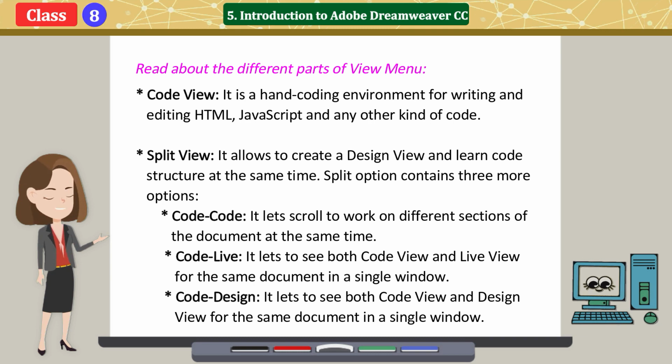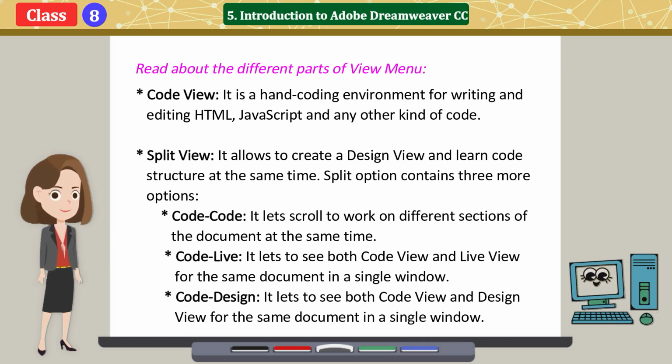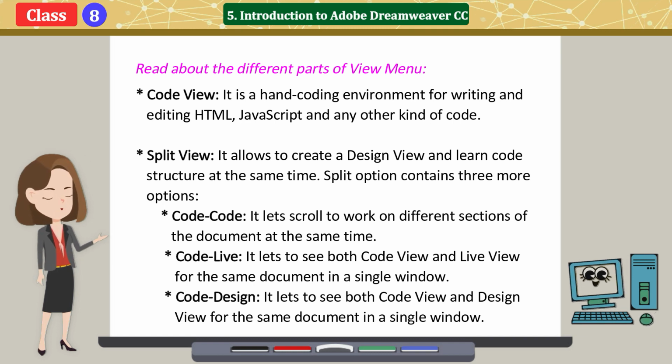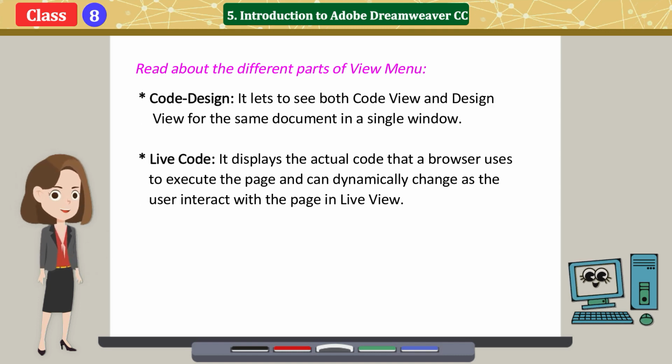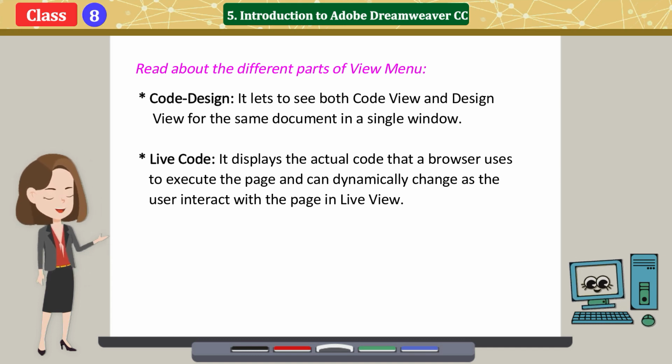Code. It lets you scroll to work on different sections of the document at the same time. Code live. It lets you see both code view and live view for the same document in a single window. Code design. It lets you see both code view and design view for the same document in a single window.